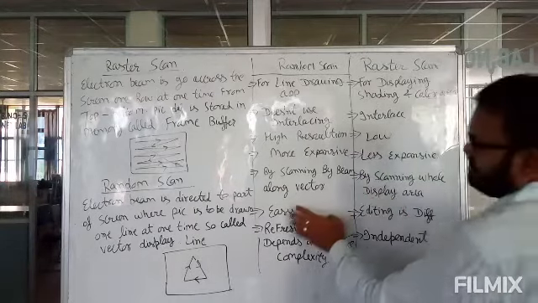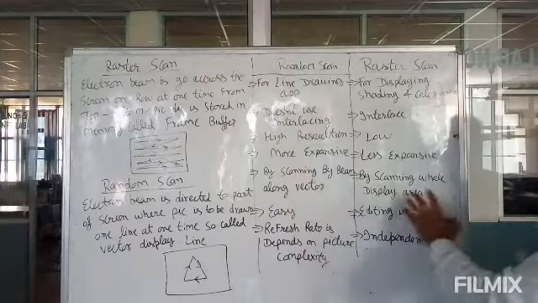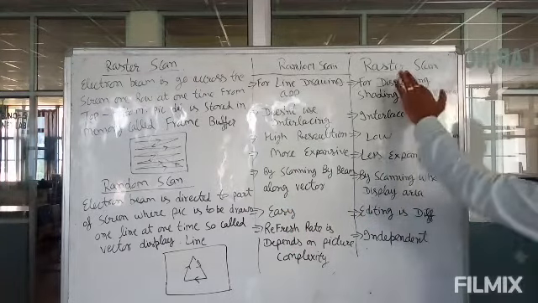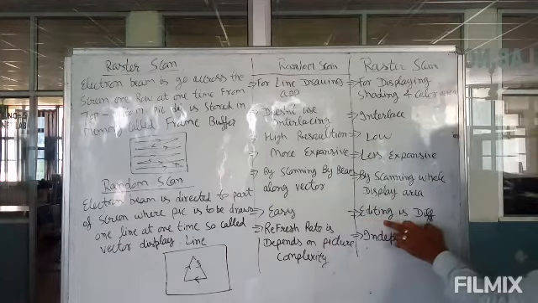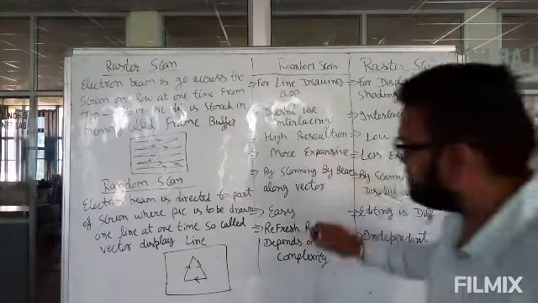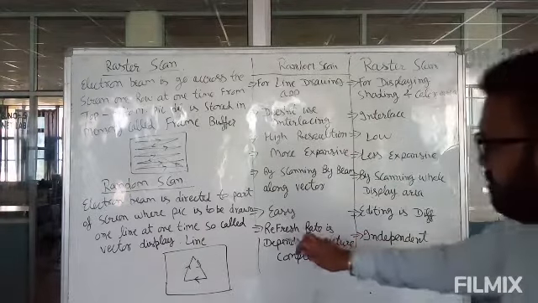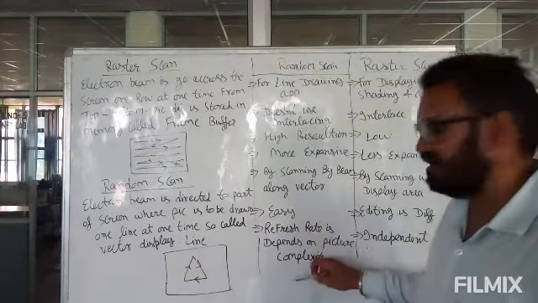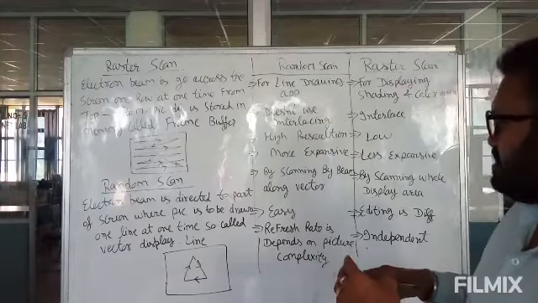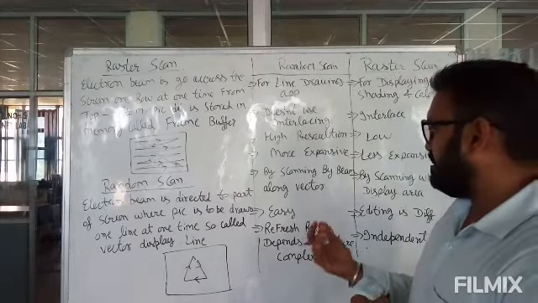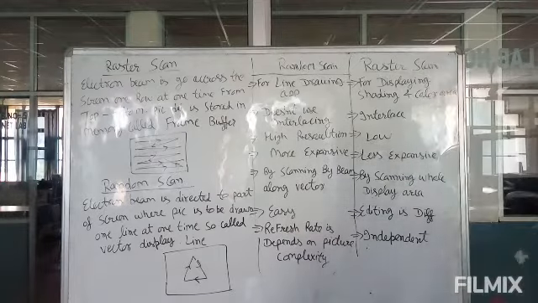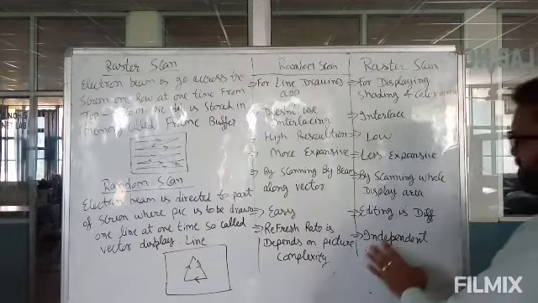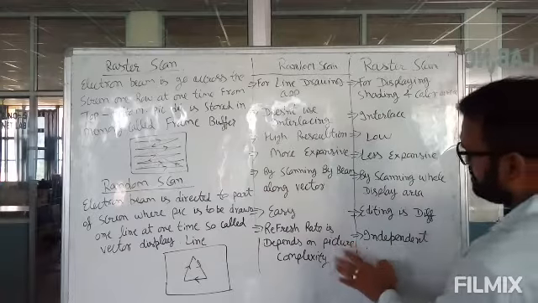Random scan is very easy in editing, but raster scan is very difficult in editing. Last point is that the refresh rate depends upon the picture complexity. The more the picture complexity, the less the refresh rate. Raster scan is independent of the picture complexity.